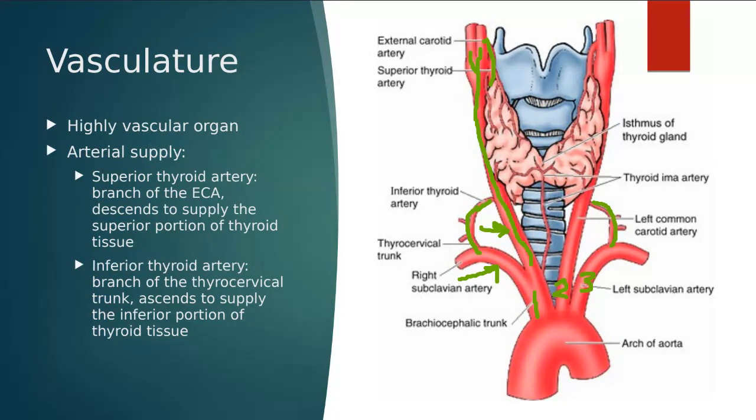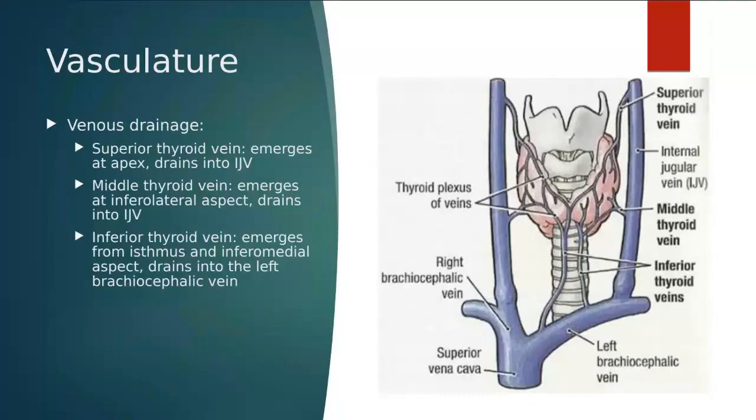Now, the superior thyroid artery is coming off of the ECA, the external carotid artery, and the inferior thyroid artery is coming off of the thyrocervical trunk, which is a branch of the subclavian artery on both sides. Remember, this is happening on both sides of the thyroid, on both sides of the carotid, on both sides of the subclavian. Now, as we move into our venous drainage, this is a little bit more complex than the arterial supply, so we'll just keep it basic here.